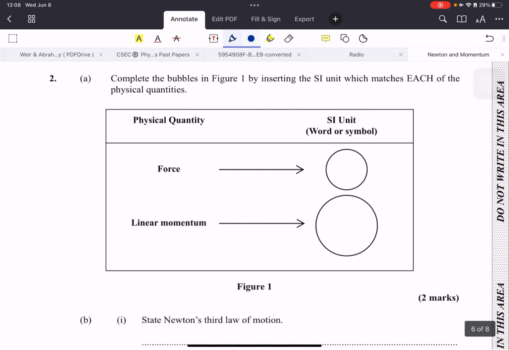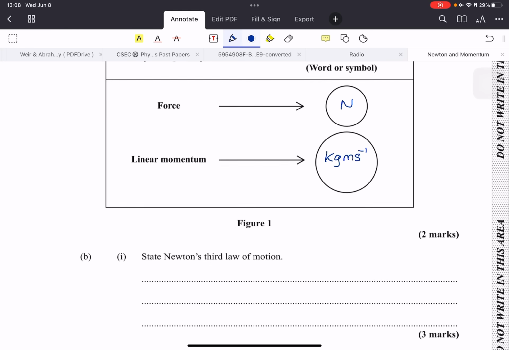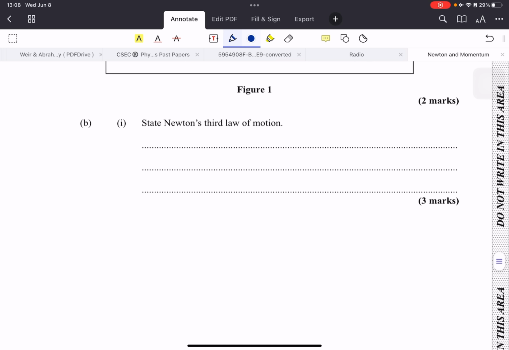All right, I believe this is our last example here. So very simple. Just put the SI units that you need to learn, right? So force obviously is the Newton. Linear momentum, if you remember the formula, is mass by velocity. So mass is kilogram, velocity meters per second. And state Newton's third law of motion. Again, we don't need to waste time on this one, right? We know it.